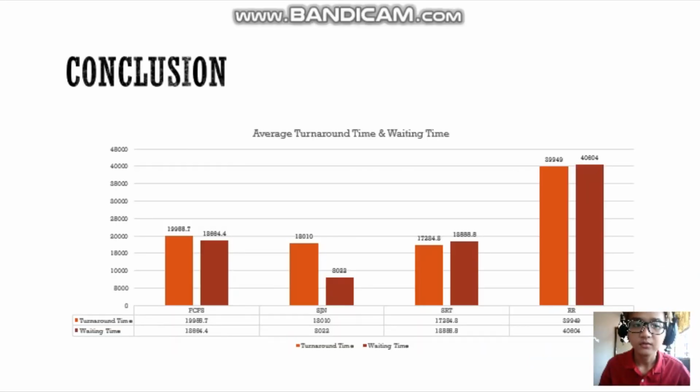So as a conclusion, from what we can see from this bar chart, shortest job next has the shortest average turnaround time and average waiting time among all of the four algorithms. The average turnaround time is 18010 ms, and the average waiting time is 8022 ms. So by this, we can conclude that we recommend using this shortest job next, SJN, as the most suitable process scheduling algorithm, since the output shows the shortest time taken to complete a process. That is all from us. Thank you.